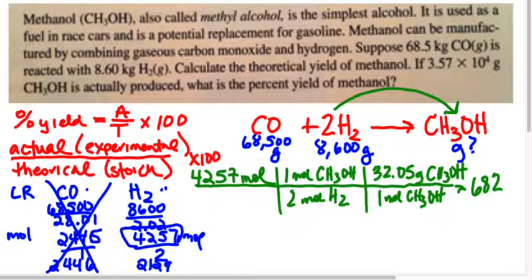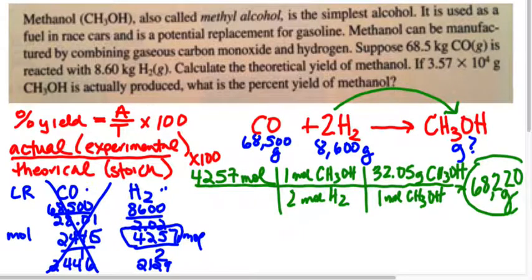68,220 grams. Okay, I think I was thinking it was four digits. That's why I was really confused. 68,220 grams. That's our theoretical yield. So that was the answer to the first part: calculate the theoretical yield. There it is.